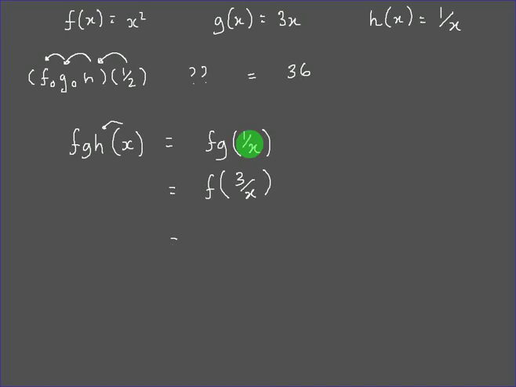And finally, we go through f, and once again, don't be put off by letters. Make sure that you are looking at the instruction, and f tells us to square. And so we simply need to square 3 over x, 3 squared over x times x, and that is the composition of f, g, h, and that's what we'll finish off with.